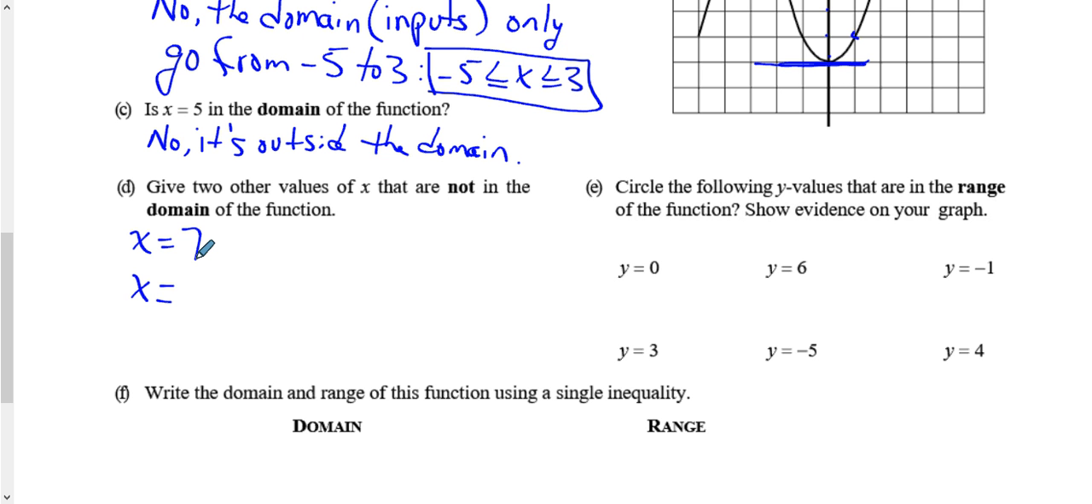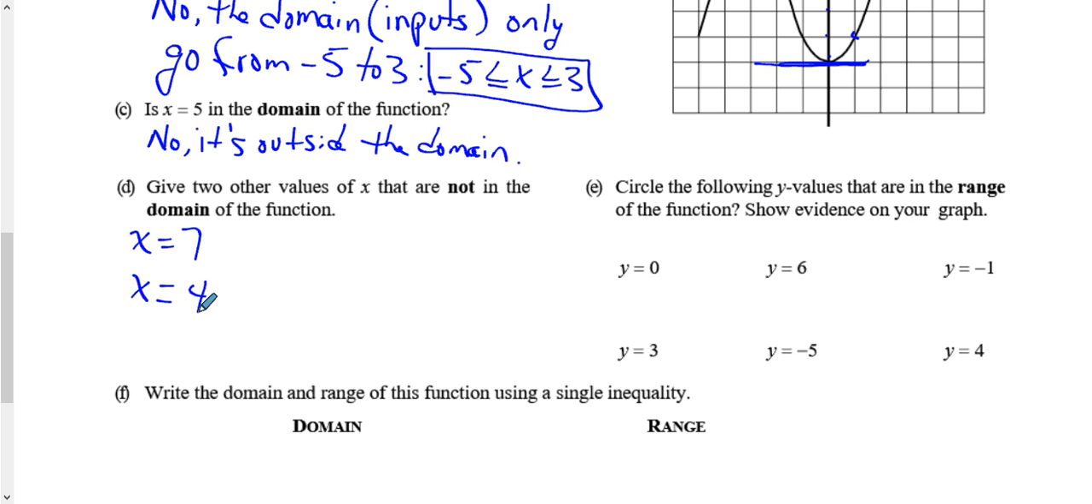Did you say negative or positive? Negative 4 is in there, right? Positive 4 is not in there, is it? Right? Oh, I got you. Okay. All right. So those are outside the domain. Right now, we've just been talking about the domain, right? All the possible input or x values.